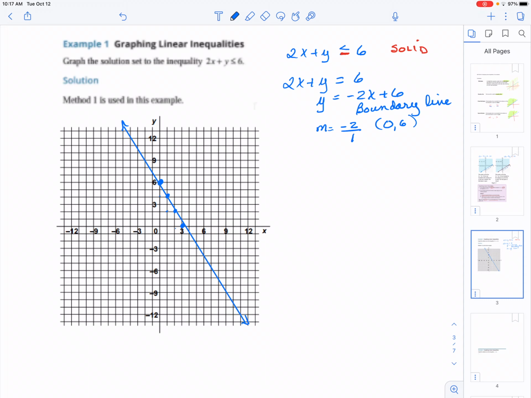The last thing I need to determine is where to shade. So am I going to shade all the points to the right of that boundary line, the upper right? Or am I going to shade all the points over here to the left of that boundary line? And remember, we said if you can determine that the origin is clearly not on the boundary line, and it is clearly not on the boundary line here, then you want to use that as your test point. So this is, again, method 1.